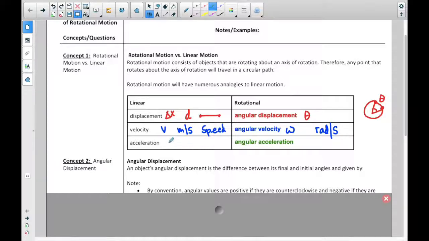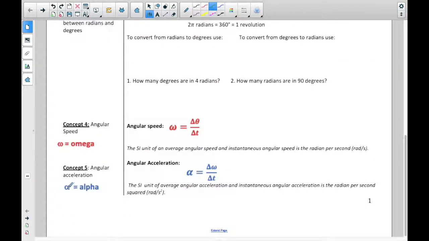Acceleration in the linear world was just an a, and we measured it in meters per second squared, and it's how fast something is speeding up. Angular acceleration is a similar concept. This time we use an alpha. Alpha looks kind of like this, and again I'll show you down here. Here's your alpha. It kind of looks like an a, but it's just a single line.